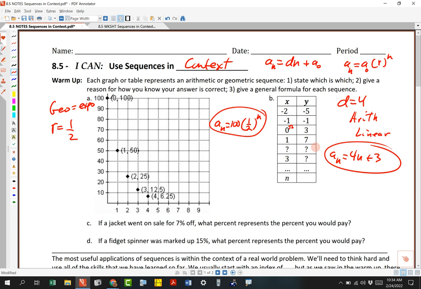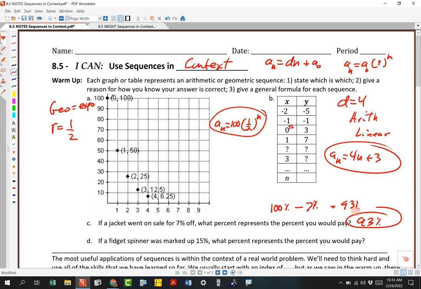Tristan, what do you think? 93. Tristan says 93. Okay, Camry, do you agree with him? Okay, Isaac, you agree? Okay, how'd you get 93? Subtracting 7 from 100%. So we're gonna start off with 100% and then we're gonna have a discount that gets marked down 7%. So if we do a little subtraction problem, we get 93%. So the answer on this one is 93%. Just go ahead and circle that.